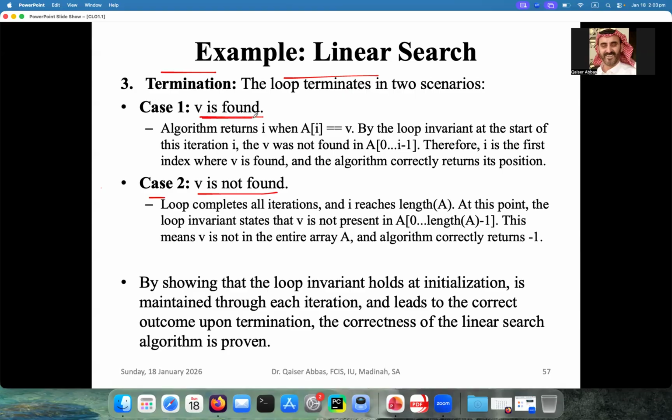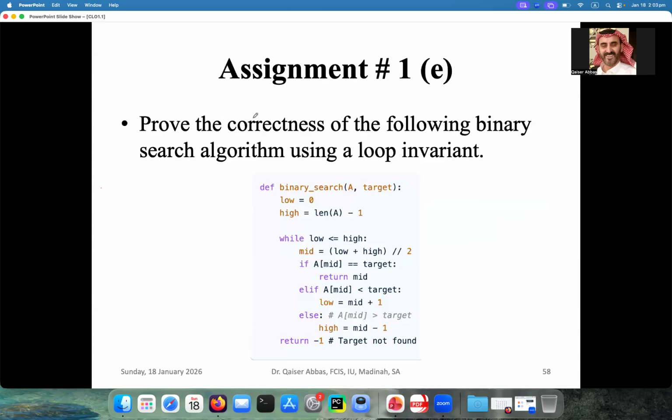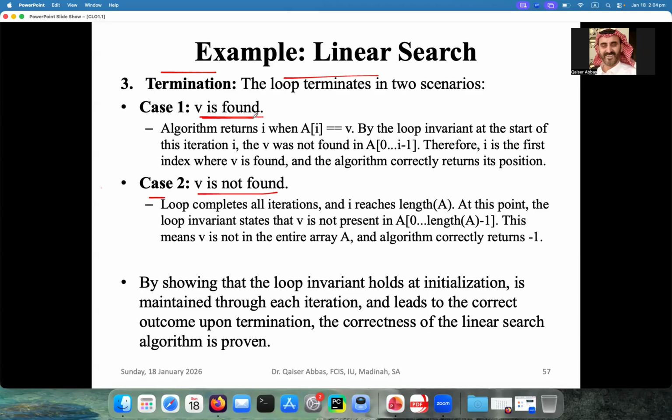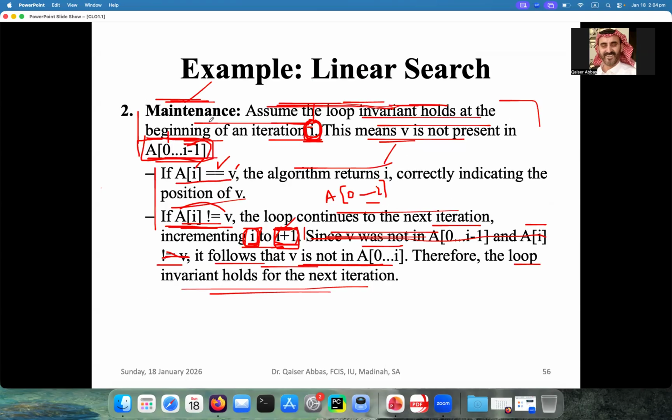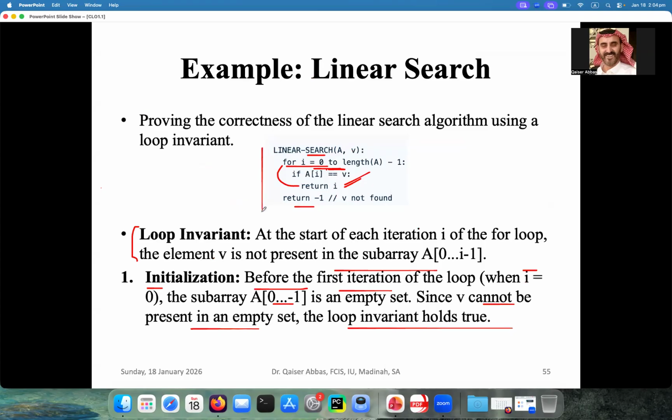Case 1, V is found. Actually, this is the last slide. Case 1, time is going up, but I just need your help for 10 minutes maybe, maybe earlier. So case 1, when V is found, you have to keep this algorithm in your mind, okay? Only then you will understand.